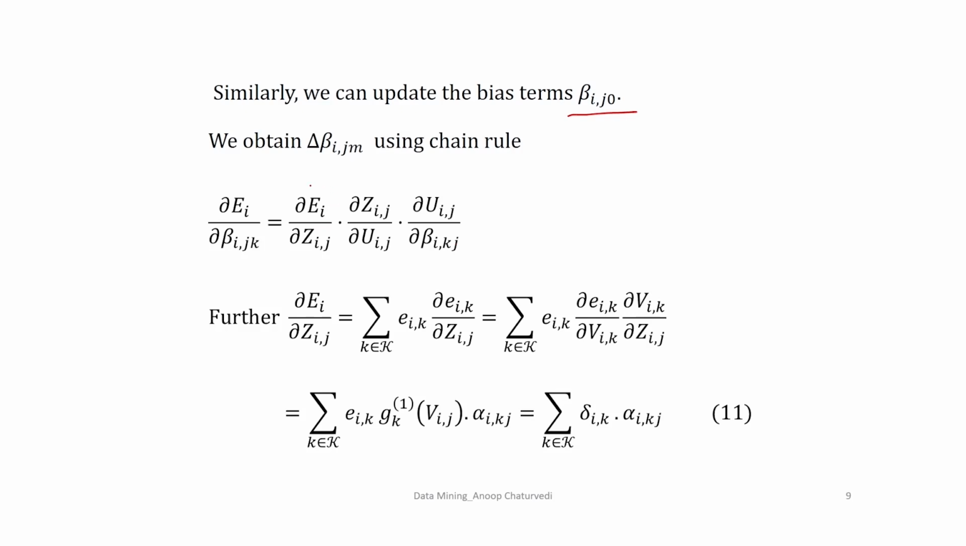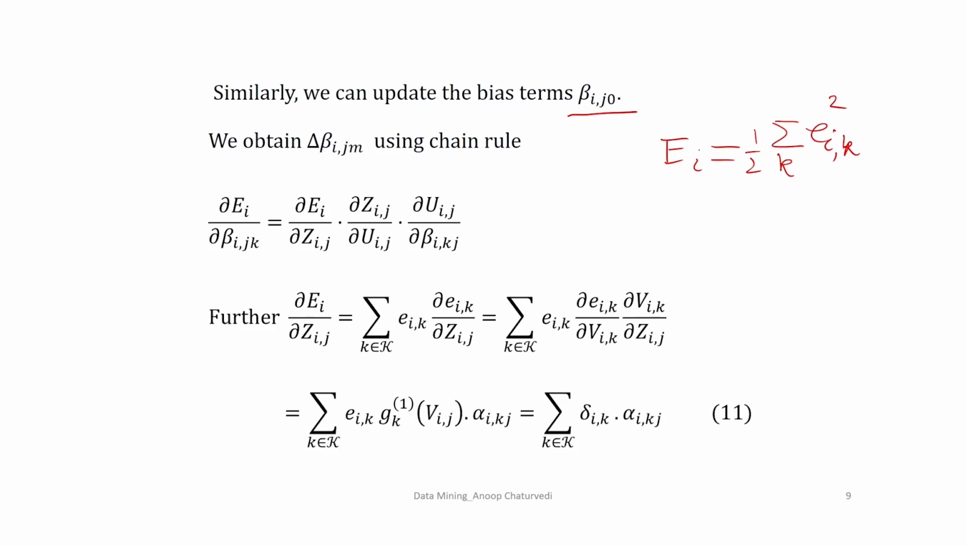Further, we can easily obtain del E_i upon del Z_ij, which is equal to summation over k E_ik del E_ik upon del Z_ij. Actually, E_i is equal to half summation over k E_ik square.